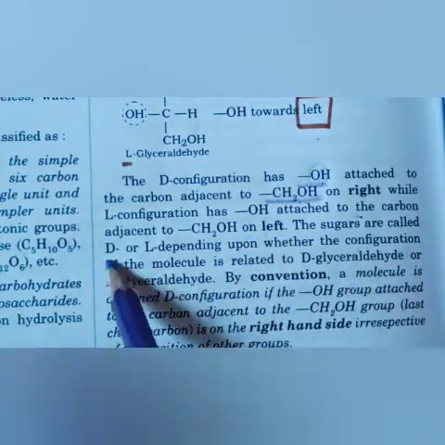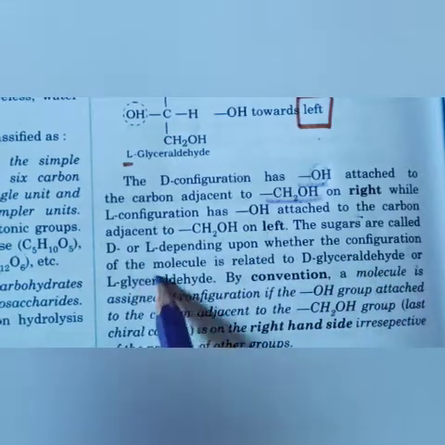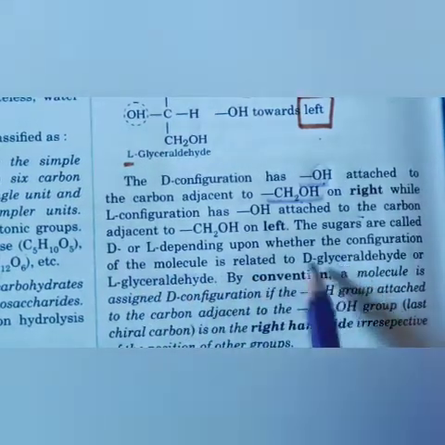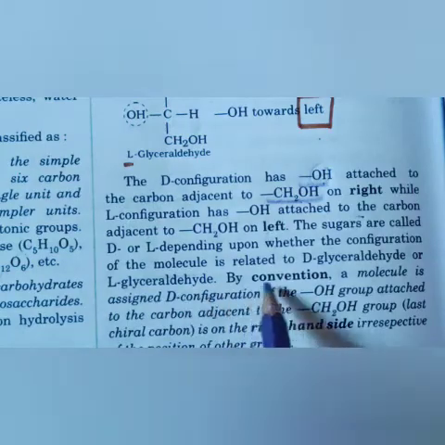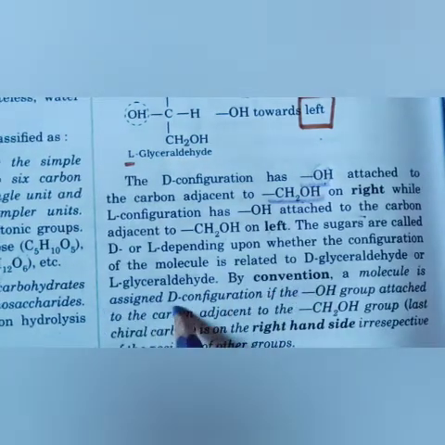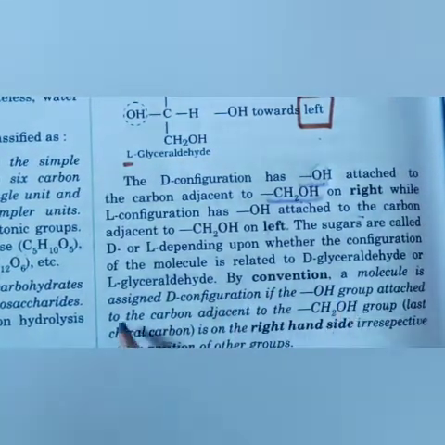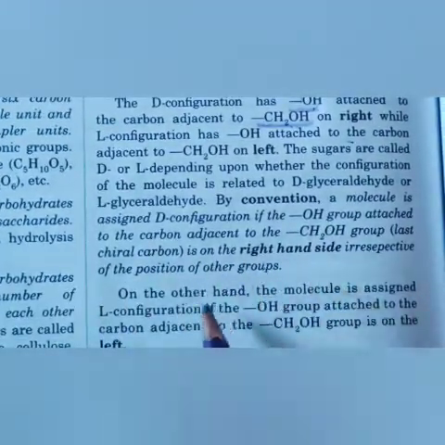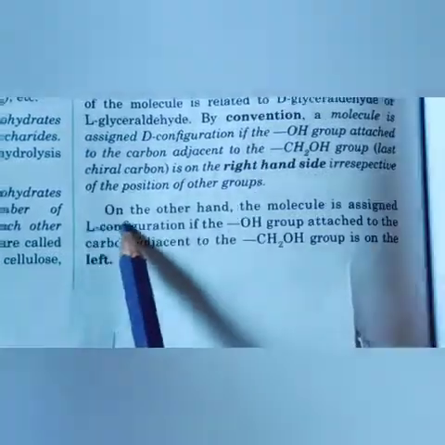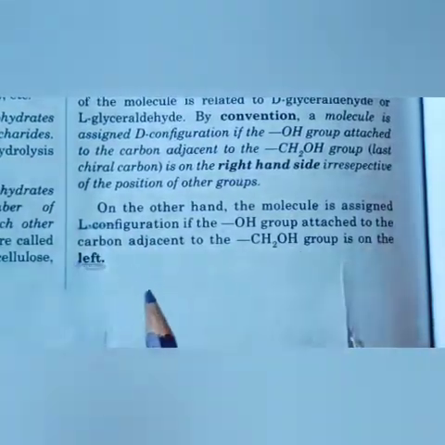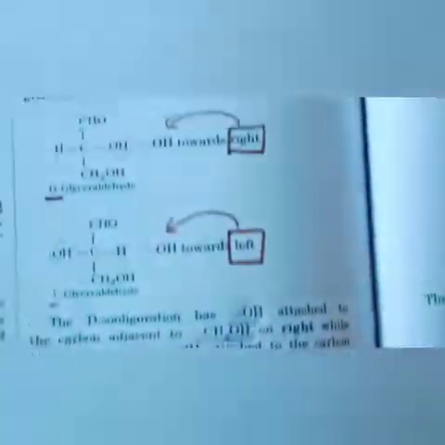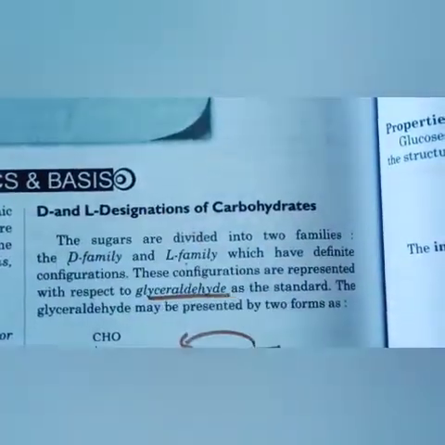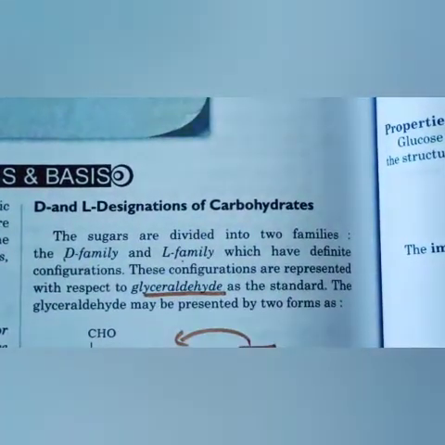The sugars are called D and L depending upon whether the configuration of the molecule is related to D-glyceraldehyde or L-glyceraldehyde. By convention, a molecule is assigned D configuration if the OH group attached to the carbon adjacent to the CH2OH, the chiral carbon, is on the right-hand side, and levo toward the left-hand side. Okay, so that is the main meaning of the D and L designation of carbohydrates. I think it is clear to you now.